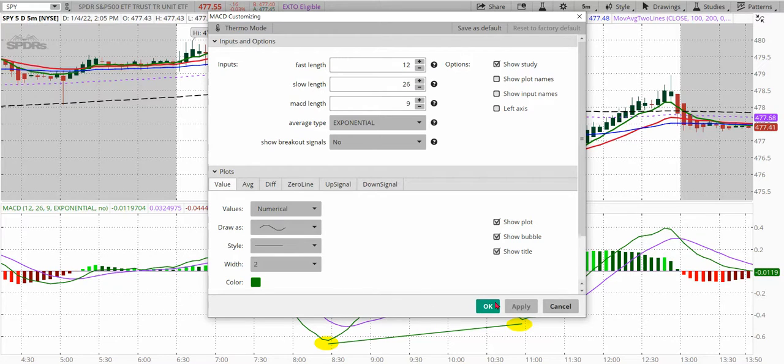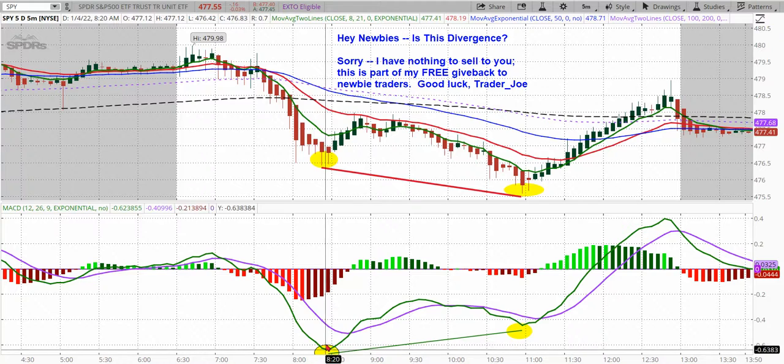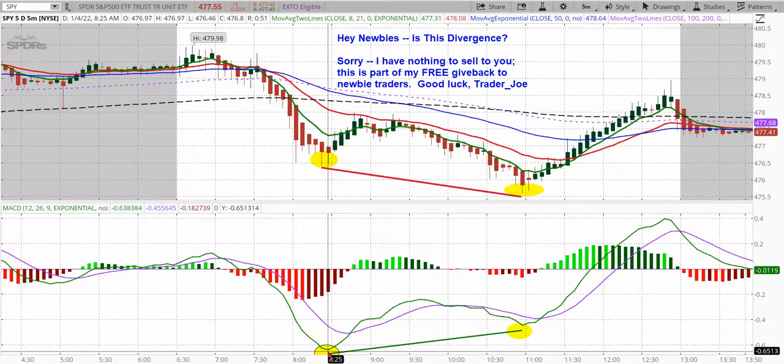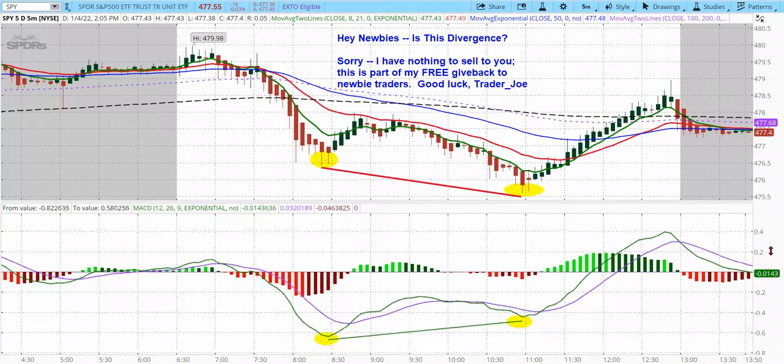So now that we understand these two lines, this is the MACD, this is the average. I'm watching the MACD for the bottom, okay? So let me shrink this. We go to the right axis, and we go like that. You see that, how we do that?